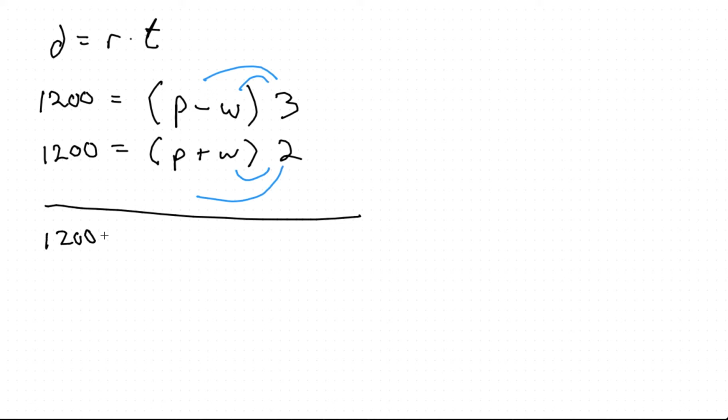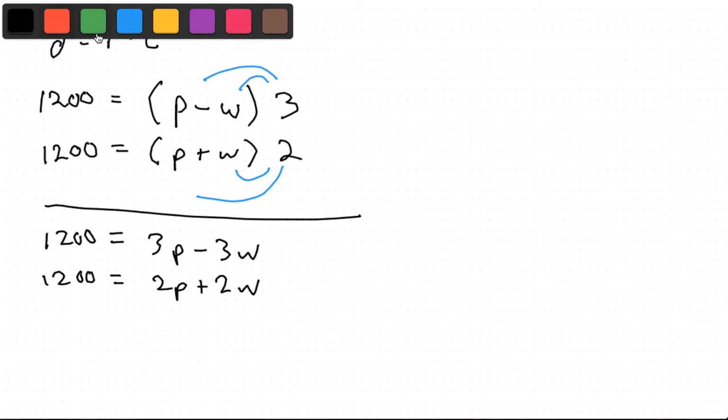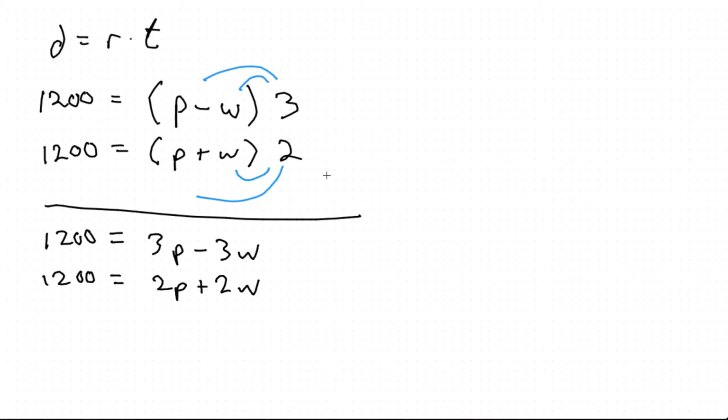1,200 equals 3p minus 3w, and then 1,200 equals what? 2p plus 2w, right? That's it. So if we're trying to solve for p and w, what suggestions would you offer? To cancel one of them. Okay, we can cancel p. If you were going to cancel p, how would you do it?